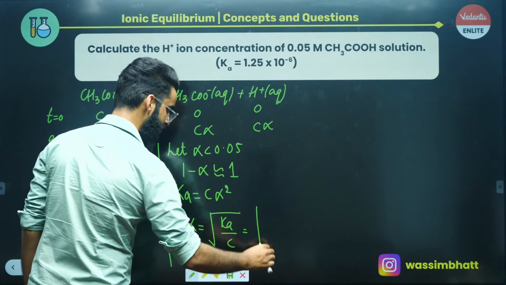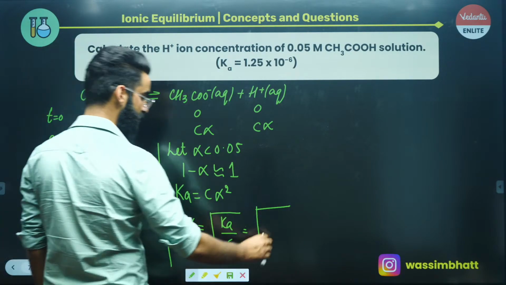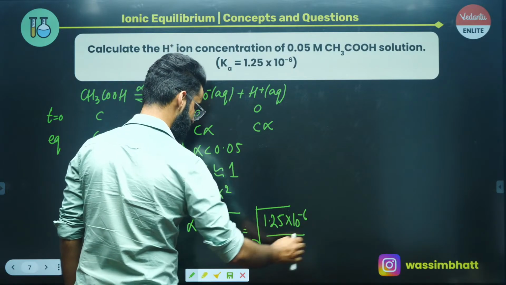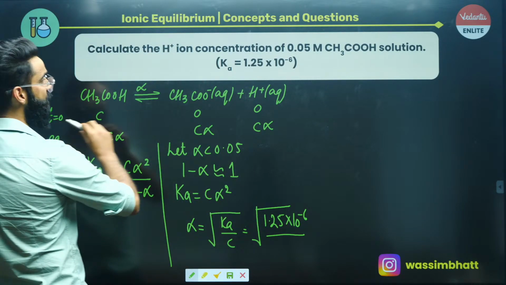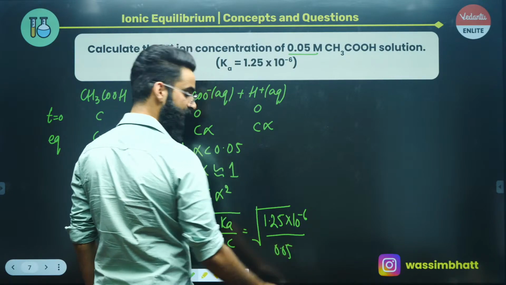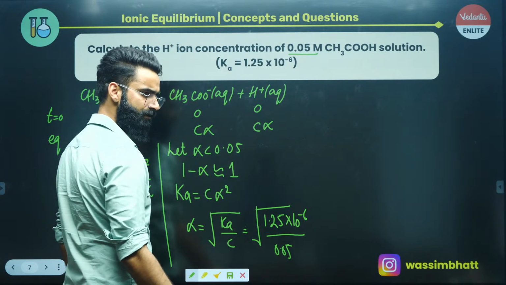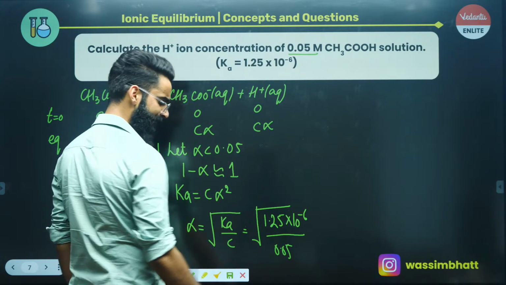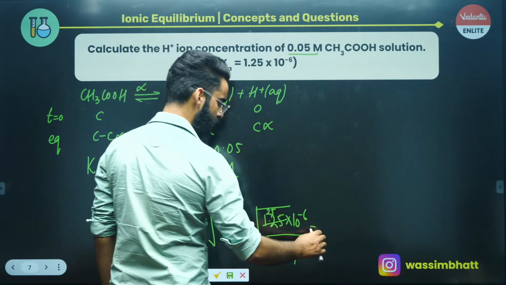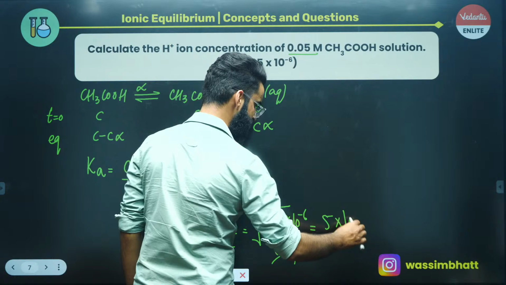That's all. The Ka value as per the equation is given to us as 1.25 times 10 raised to the power minus 6, divided by C. What is the C value? C is the concentration of the acid, which is given as 0.05. Now you just need to solve it. This is going to be 1, and this is going to be 25 times. So the value finally comes out to be 5 times 10 raised to the power minus 3.